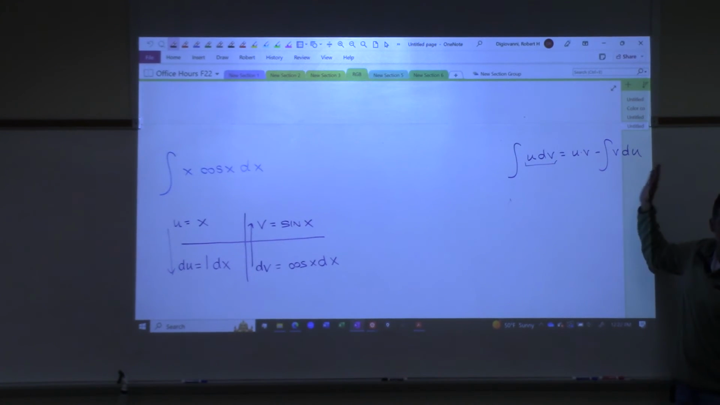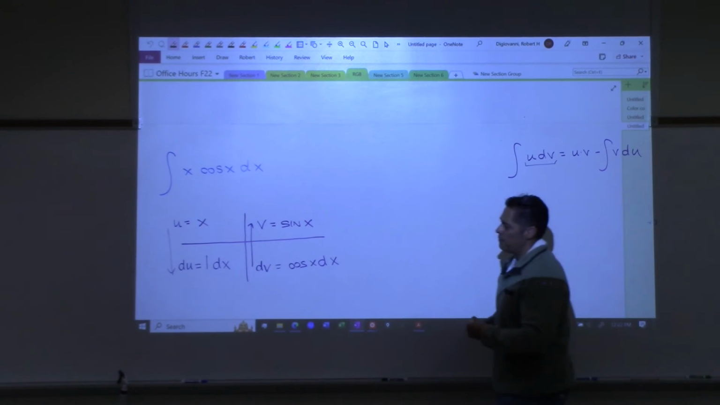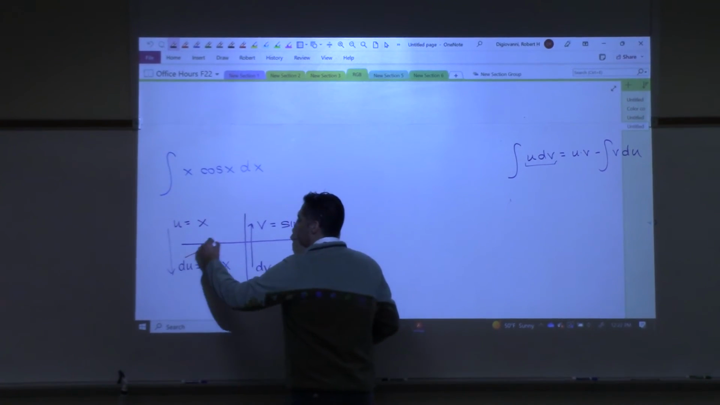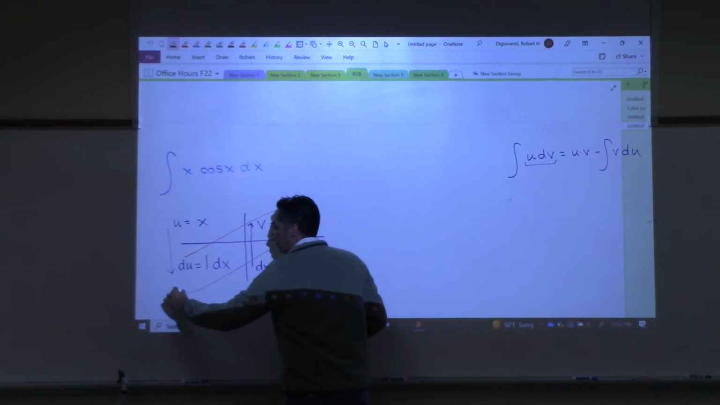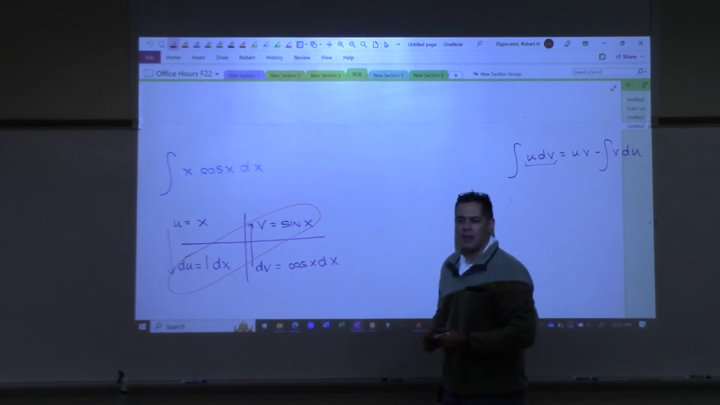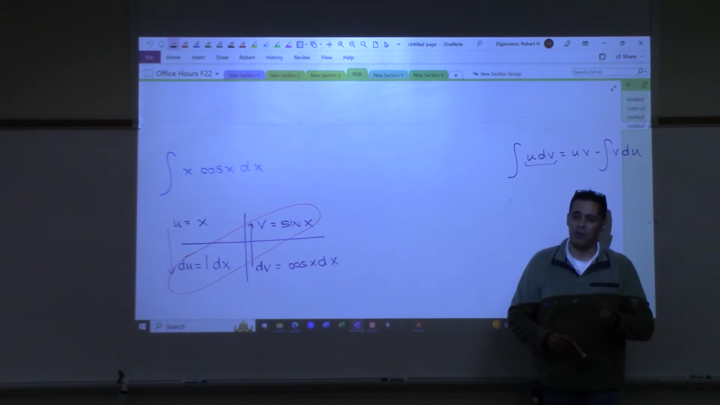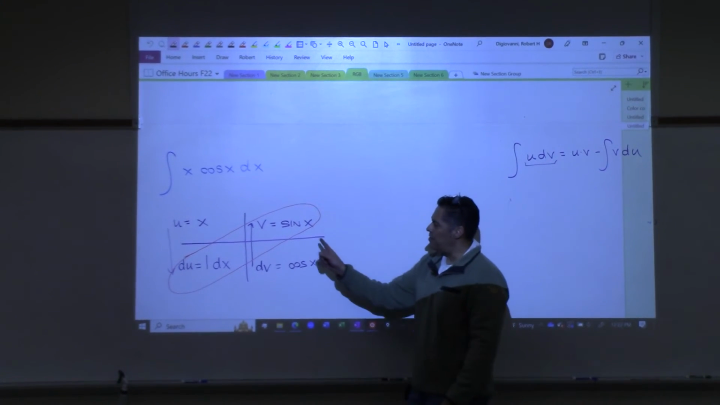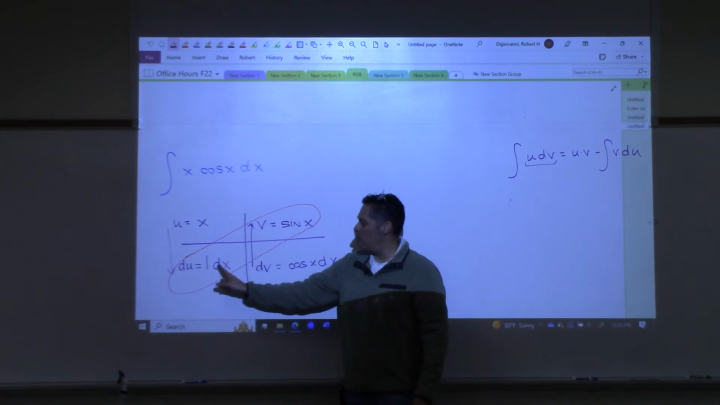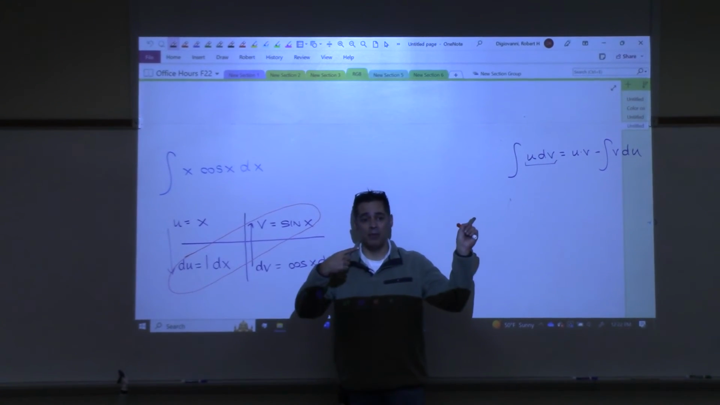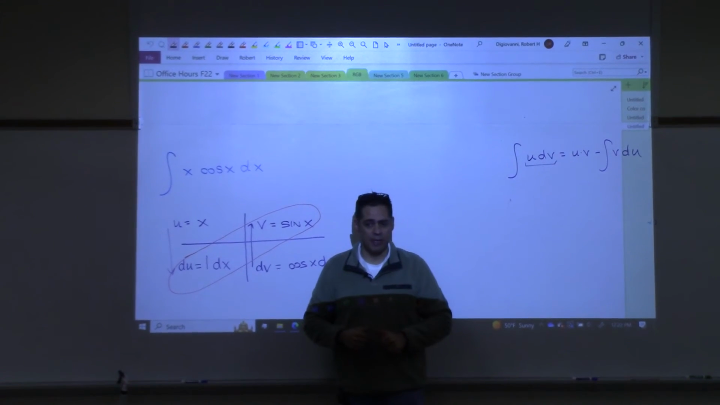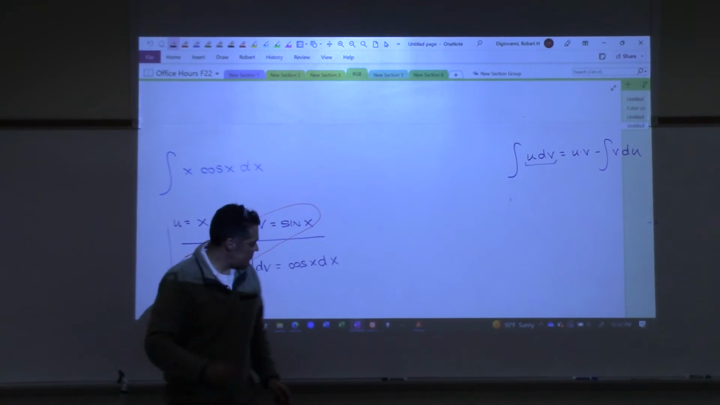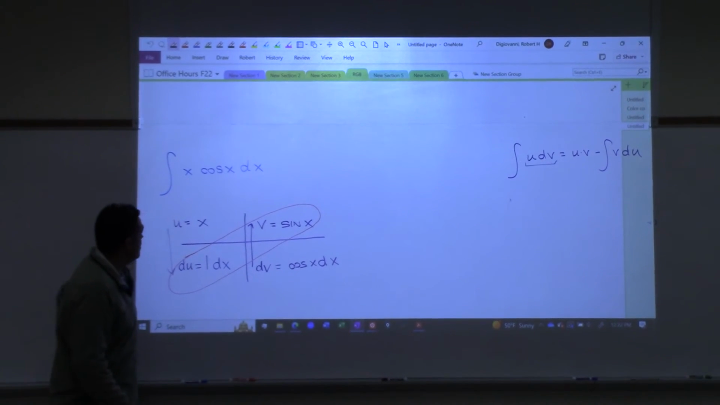Before I write the formula out, before I actually do this, what I like to do is think about this diagonal right here. I like to think about what that is because that's my new integral. That's v du right there. So I have sine x and I have 1. That's going to be in the new integral, and I'm happy, and I'm going to keep moving. All right? So now I'm ready to write this down.